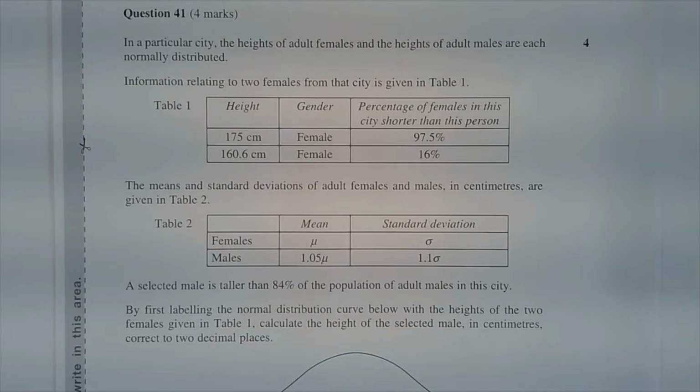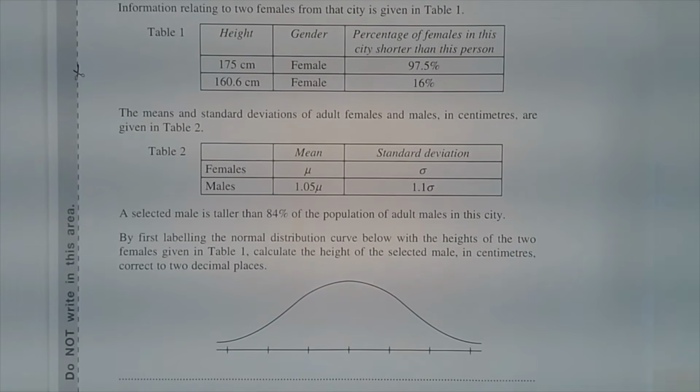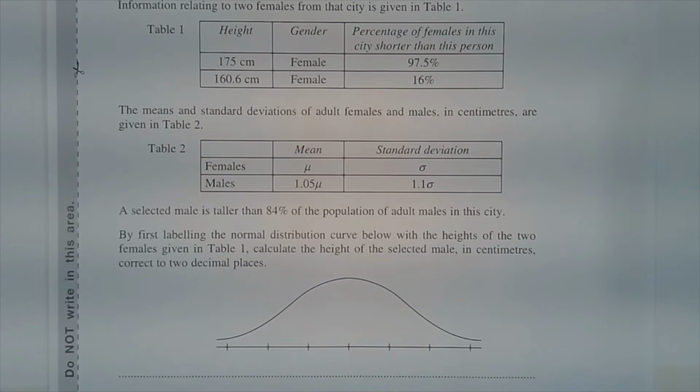Question 41. In a particular city, the heights of adult females and the heights of adult males are each normally distributed. Information relating to 2 females from that city is given in Table 1. The means and standard deviations of adult females and males in centimetres are given in Table 2. A selected male is taller than 84% of the population of adult males in this city. By first labelling the normal distribution curve below with the heights of the 2 females given in Table 1, calculate the height of the selected male in centimetres, correct to 2 decimal places.